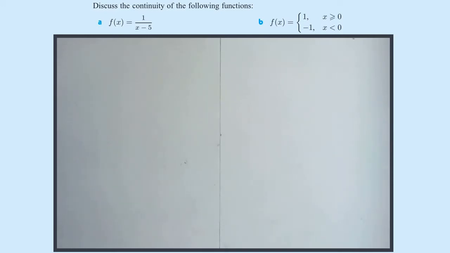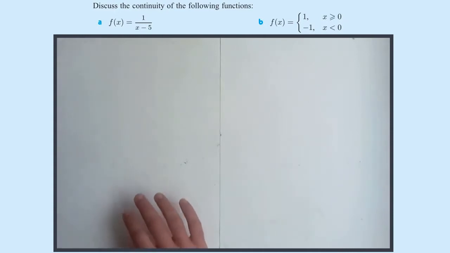Discuss the continuity of the following functions. The first one, f of x equals 1 over x minus 5. You're better off just drawing a little sketch. It's quite a simple one to draw.